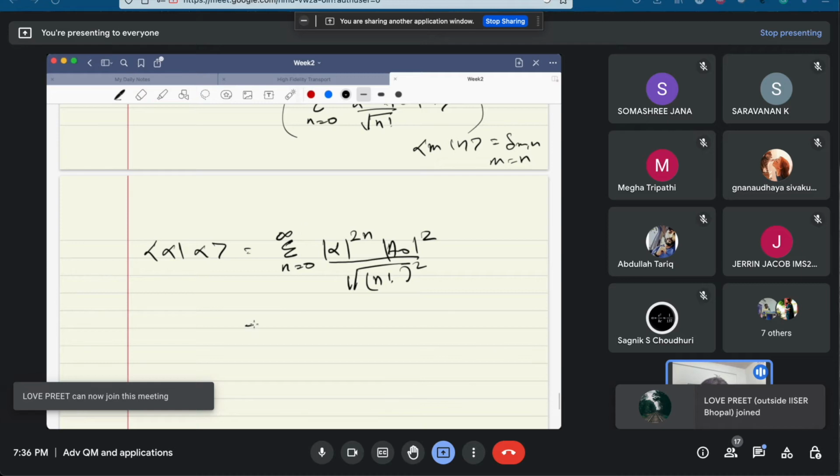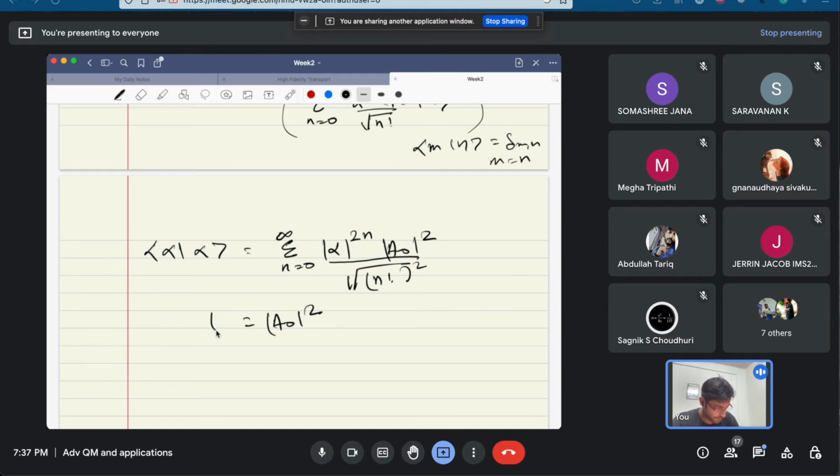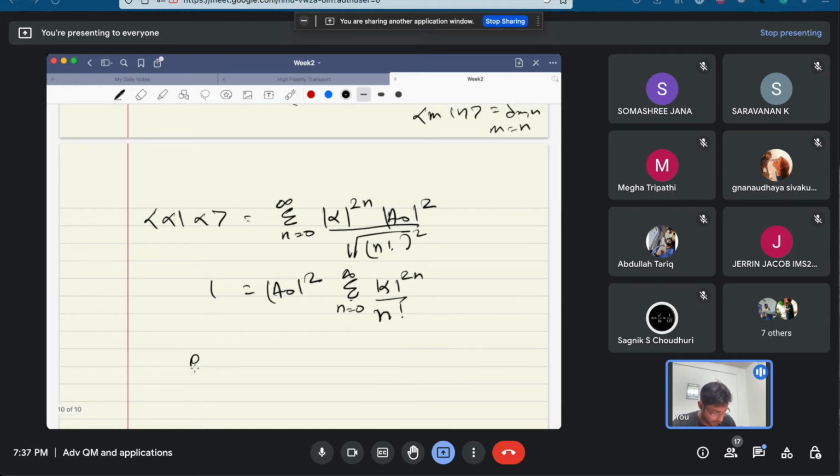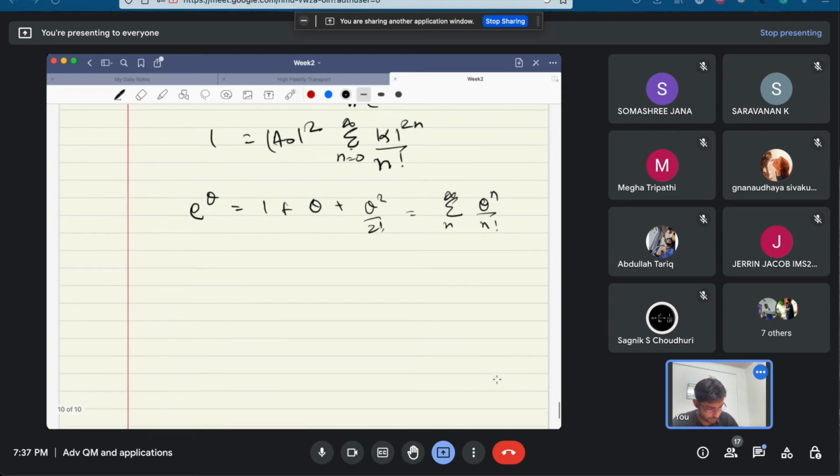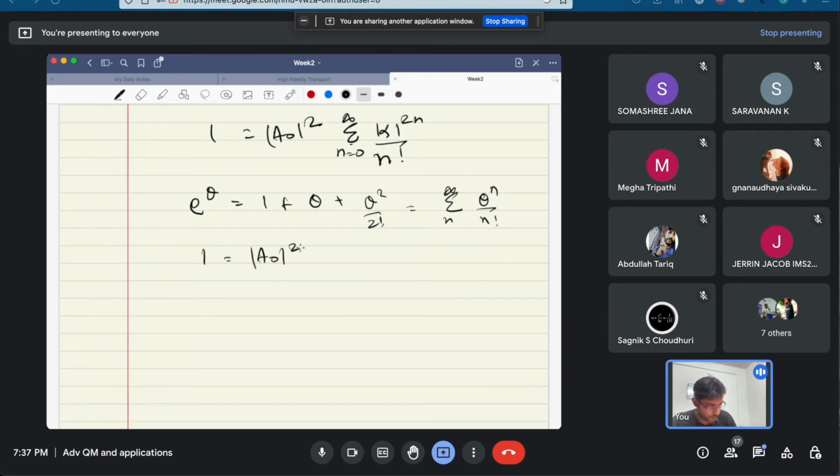Now, taking the a naught square out, which we need to find, and we know the state is supposed to be normalized to 1 on the left, you are left with the sum over n equal to 0 to infinity of alpha to the 2n over n factorial. And as you might know, e to the power theta is often written as 1 plus theta plus theta square by 2 factorial, which is essentially the sum of theta to the power n by n factorial. So you can actually write it in this form: 1 equals a naught square e to the power mod alpha square.